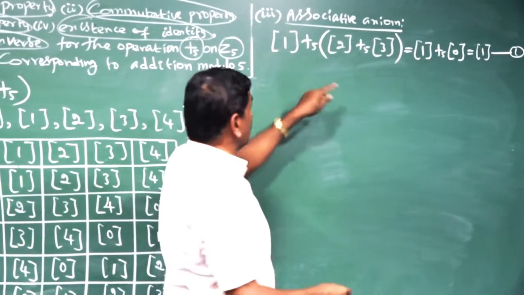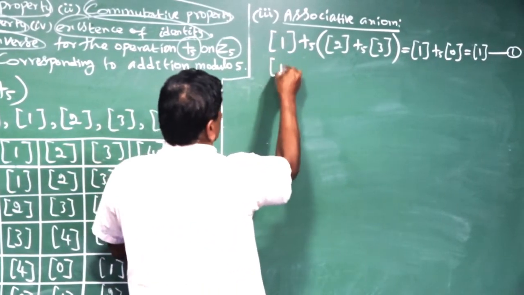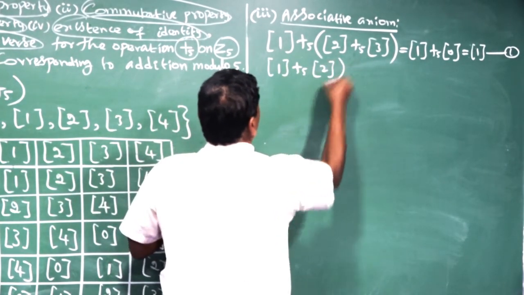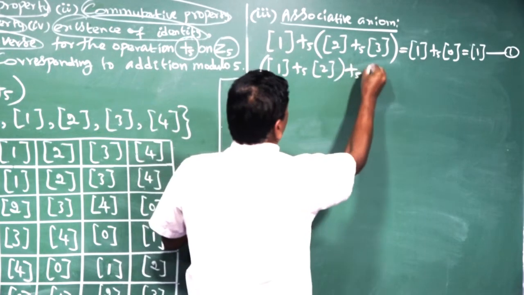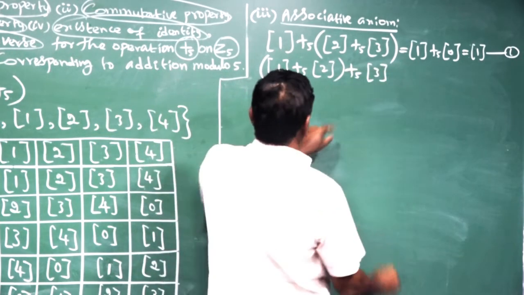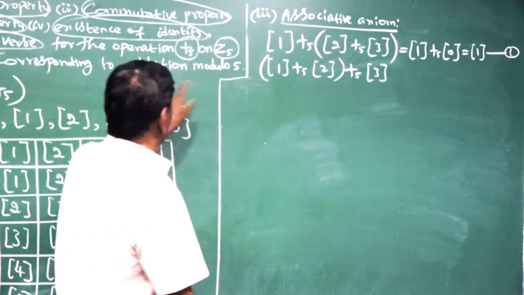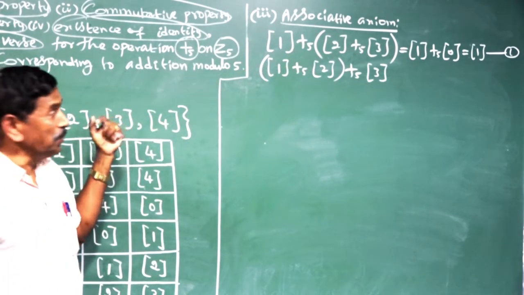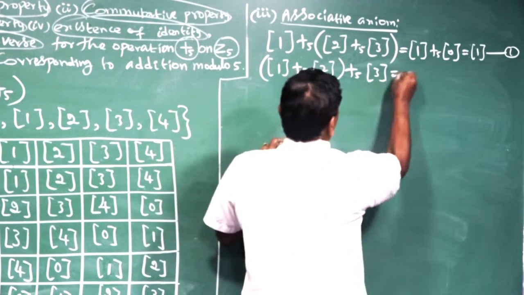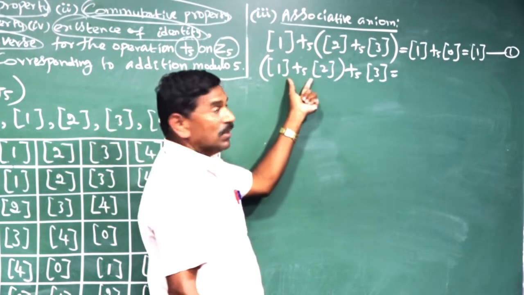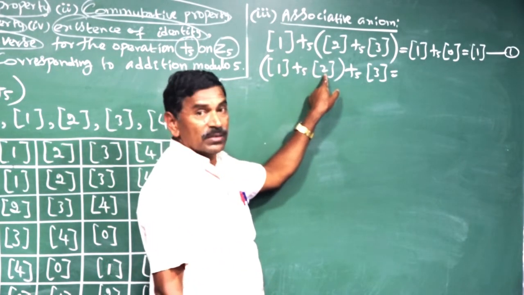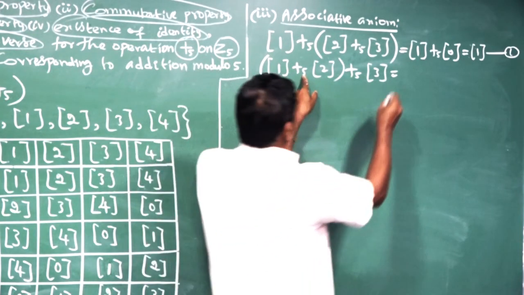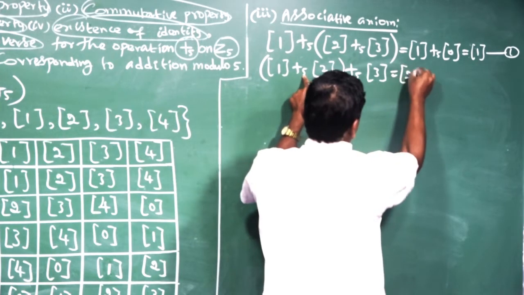Now change the bracket. Change the bracket means, listen, 1 addition modulo 5 2, bracket, addition modulo 3. Because we want to take elements, those elements should belong to the given set, that is important. First complete the bracket. Yes, 1 plus 2 equals 2. 2 is less than 5, so itself the answer. Your bracket answer is 2.